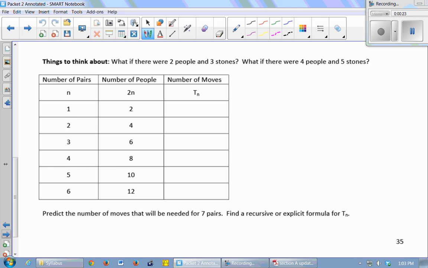All right, so we said it was 3 moves, and then what did you guys get when you had 4 people or 2 pairs of people? 8 moves. What about when you increased to 6 people? 15. 24. 35. Hold on. Did anybody actually use 10 people, or did you go do a pattern from here?